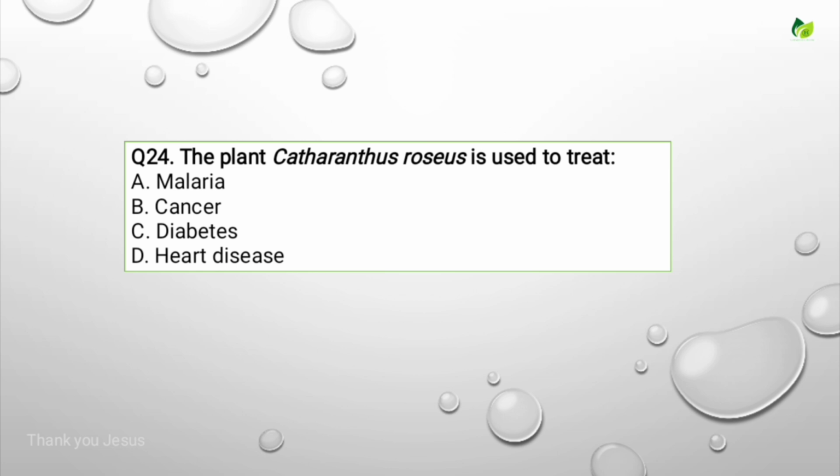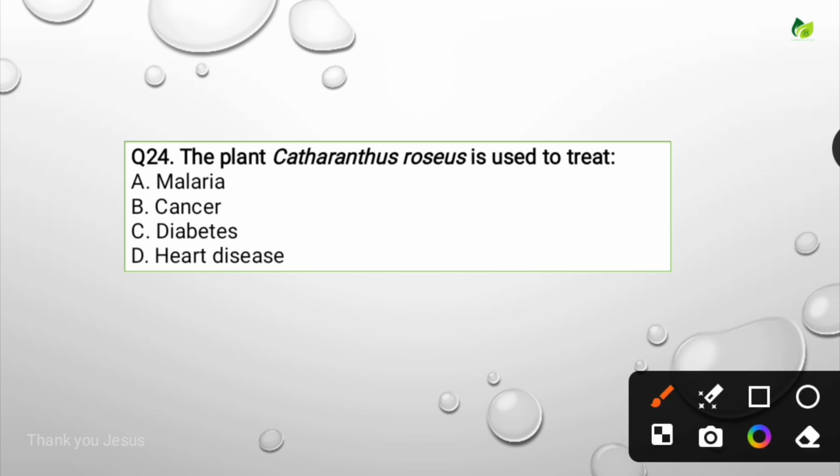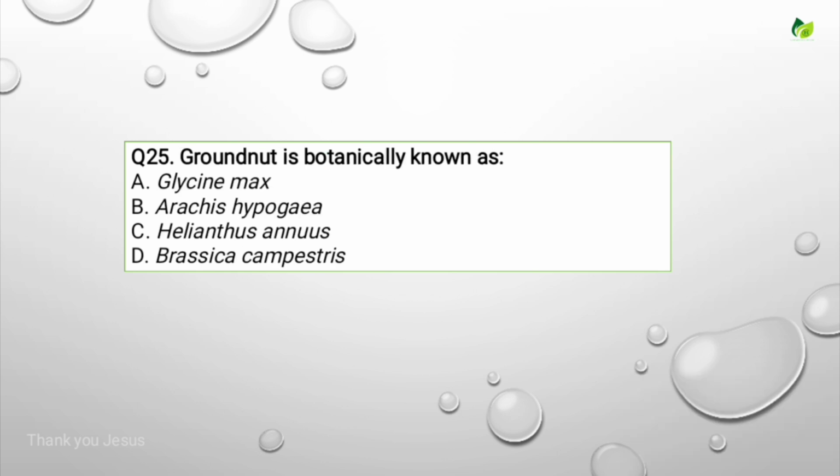The plant Catharanthus roseus is used to treat. Options are malaria, cancer, diabetes, heart disease. So it is used to treat cancer. Why? Because it contains alkaloids such as vincristine and vinblastine. They are used in the treatment of cancer. Let's see the next question.